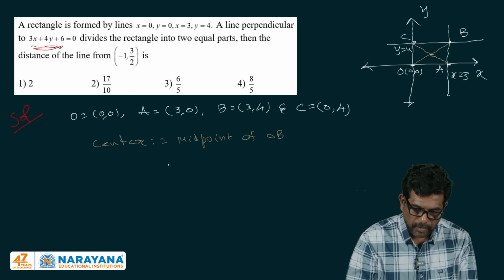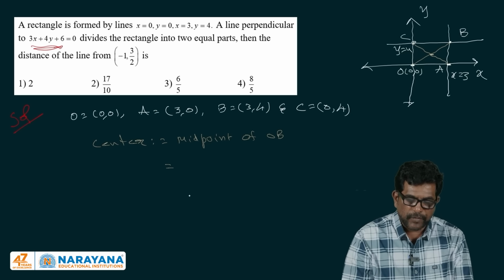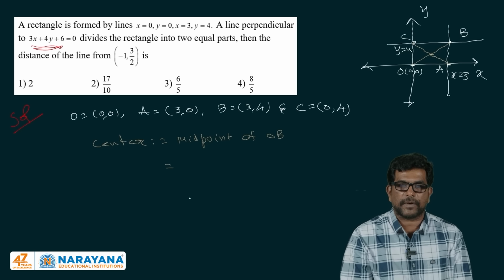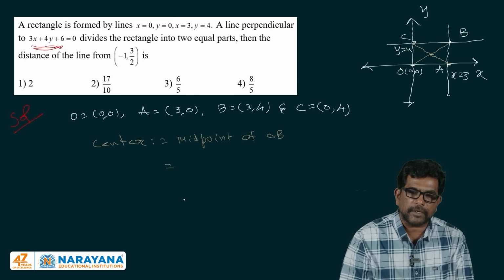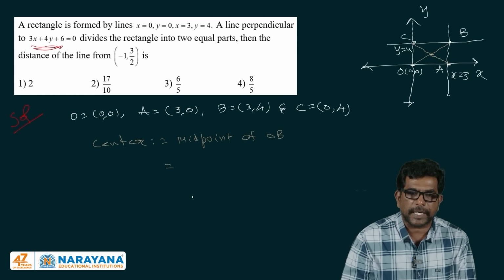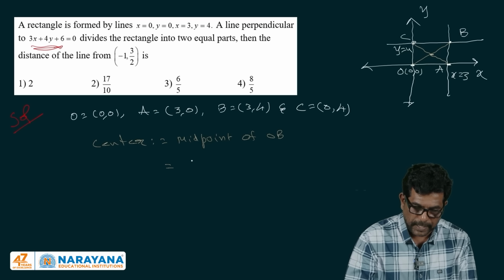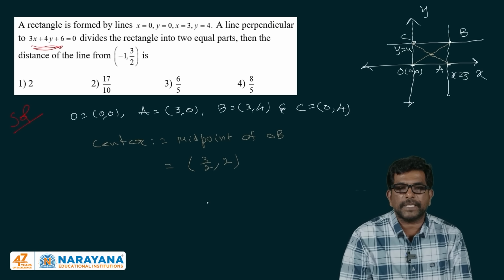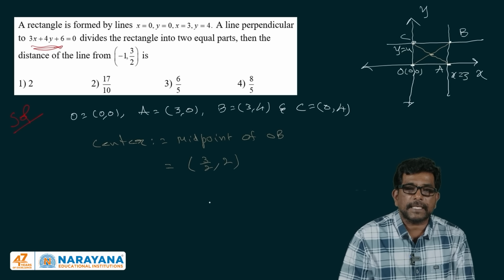Now the midpoint of OB, we know how we are finding the midpoint. The midpoint formula is (x1 plus x2)/2, (y1 plus y2)/2. So by using O and B coordinates, we are finding the center. The center of the rectangle becomes (0 plus 3)/2, that is 3/2, and (0 plus 4)/2, it is 2. So the center of the rectangle is (3/2, 2).